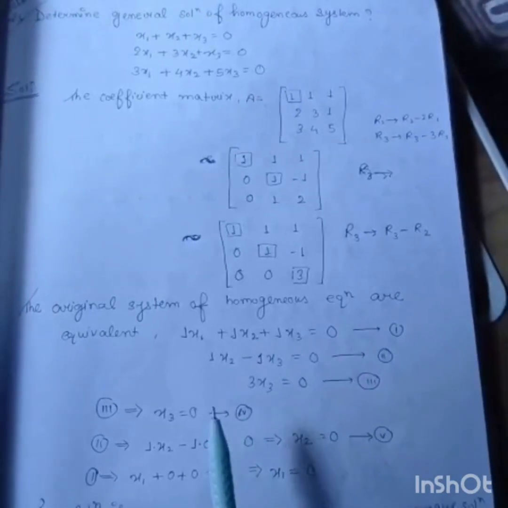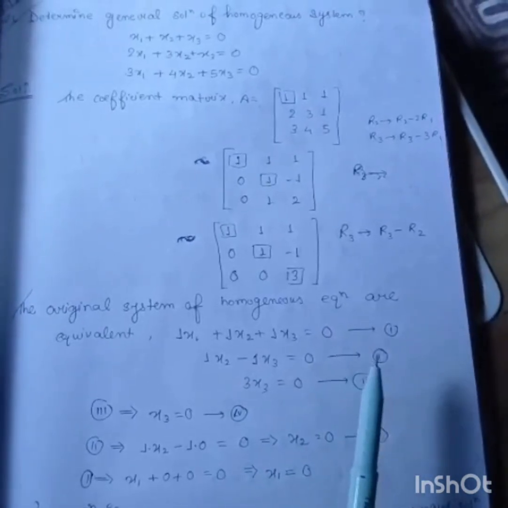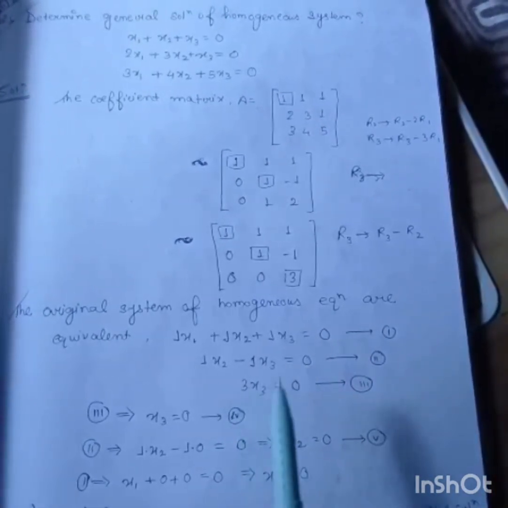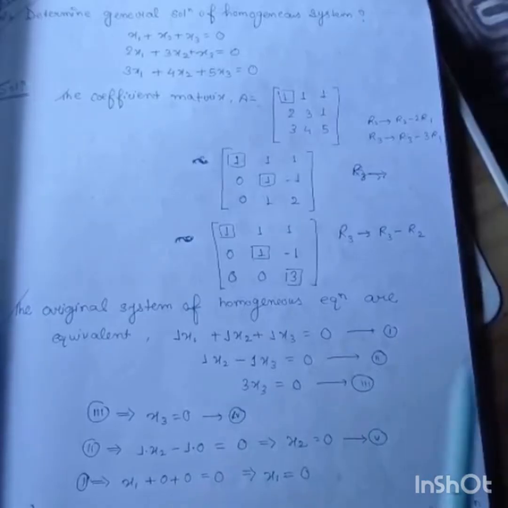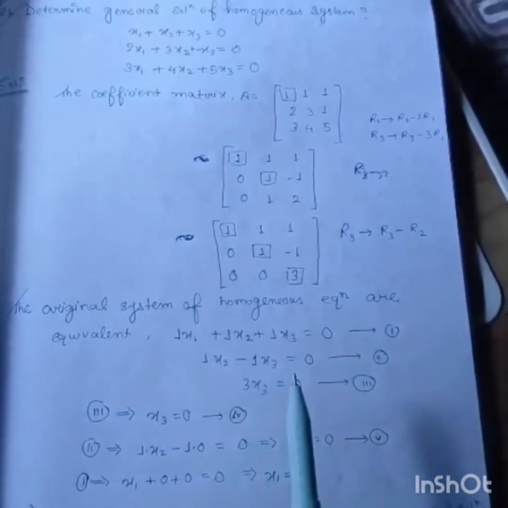Other question is determine the general solution of the homogeneous system. The equations given are x1 plus x2 plus x3 equal to 0, 2x1 plus 3x2 plus x3 equal to 0, 3x1 plus 4x2 plus 5x3 equal to 0. The coefficient matrix A equal to 1 1 1, 2 3 1, 3 4 5.